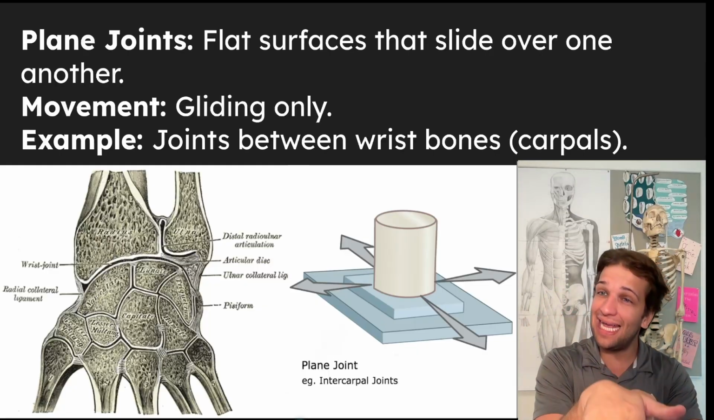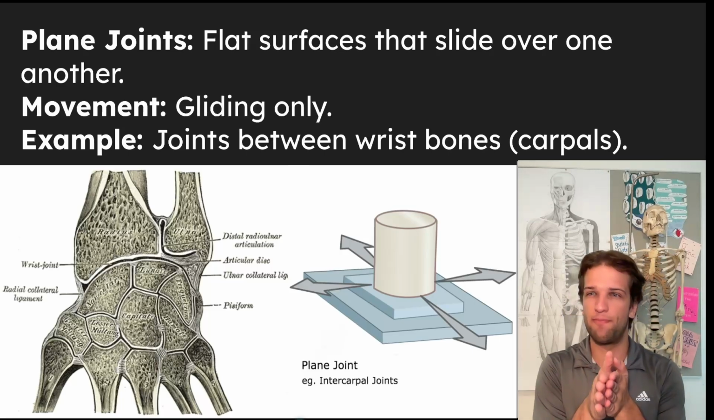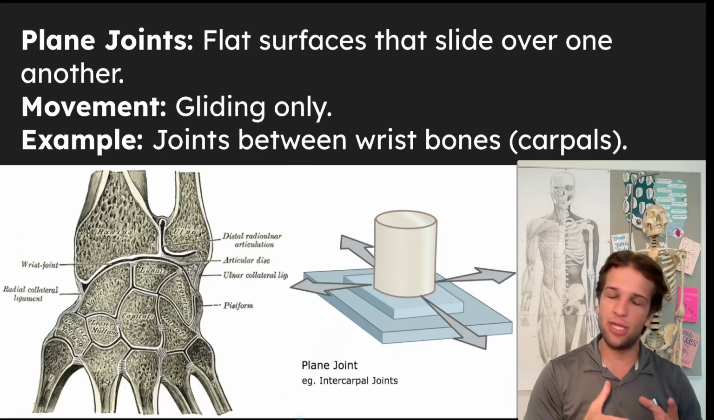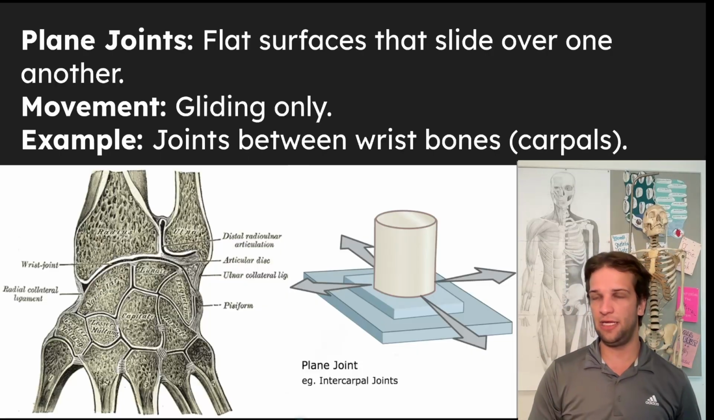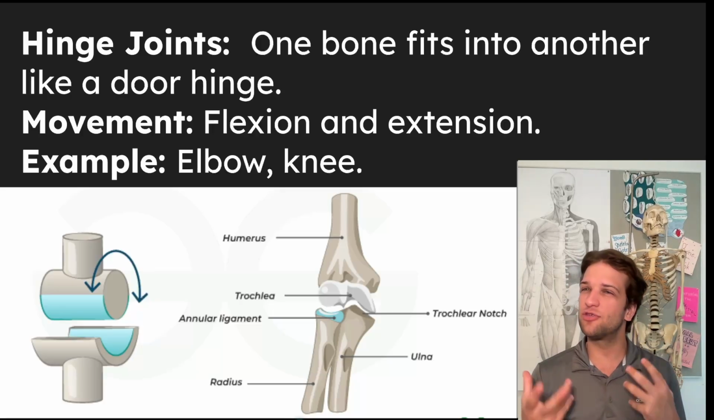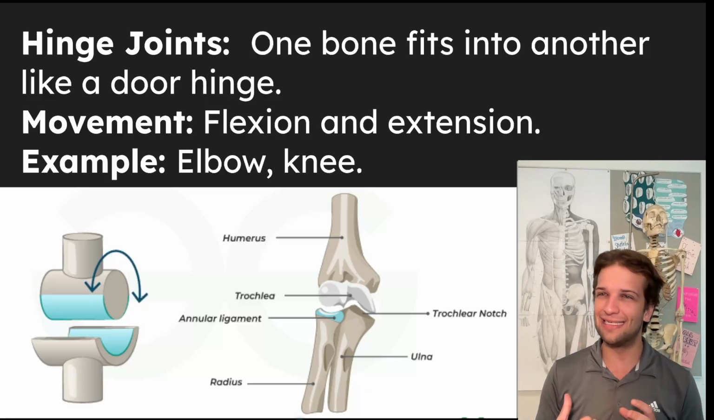But it's a gliding at those plane joints. You'll really only see them between short bones, though. We have very few plane joints in our body. We really only see them in the hands and in the feet. Next up is a hinge joint. The biggest ones for you guys to remember and know are the elbow and knee, right? I think those are the easiest to see.